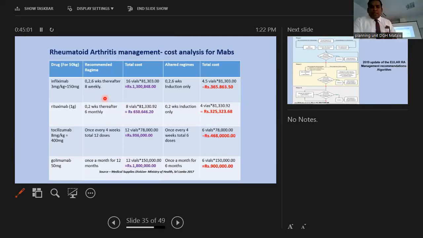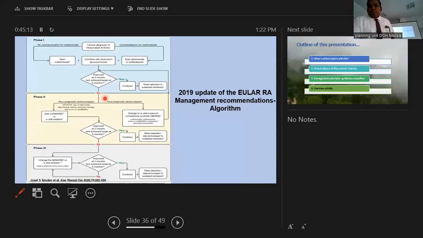Why I pointed this out is, when it comes to primary care, we need to refer the patients early and start off the methotrexate and build up the confidence in the patient on those initial treatments. I'm not going to go into the guideline.